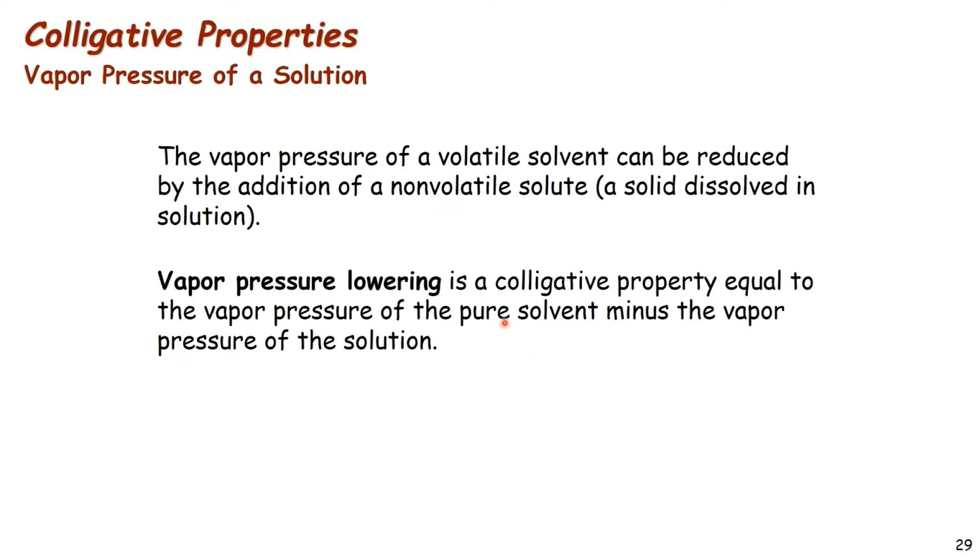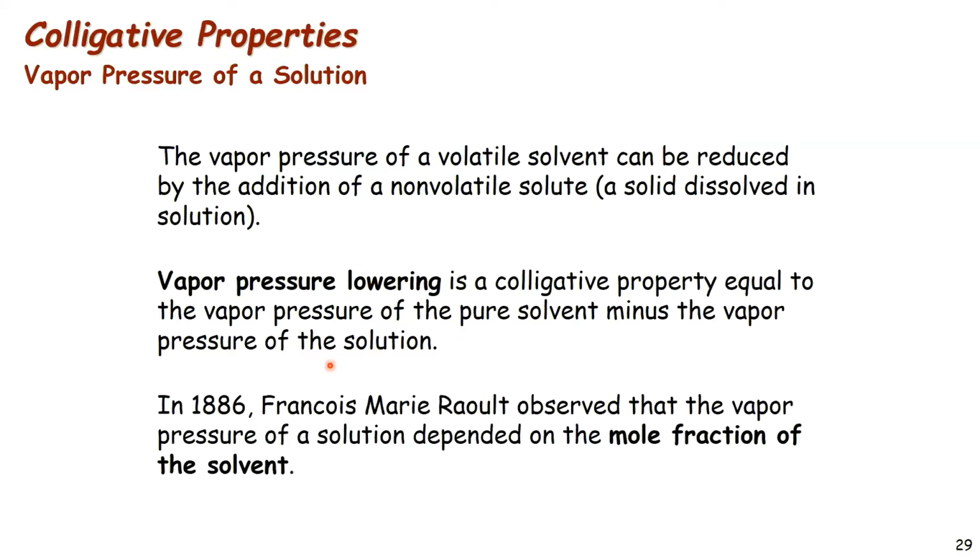So vapor pressure lowering, again, is a colligative property. It's equal to the vapor pressure of the pure solvent minus the vapor pressure of the solution. Now that's a little confusing, and I'm going to come back to an equation that clears that up. Raoult observed that the vapor pressure of a solution depended on the mole fraction of the solvent. So in the case of vapor pressure, the concentration unit that we need is mole fraction. We're going to find out for each one of these colligative properties, we need to use a different type of concentration. In the case of vapor pressure lowering, that concentration is mole fraction.